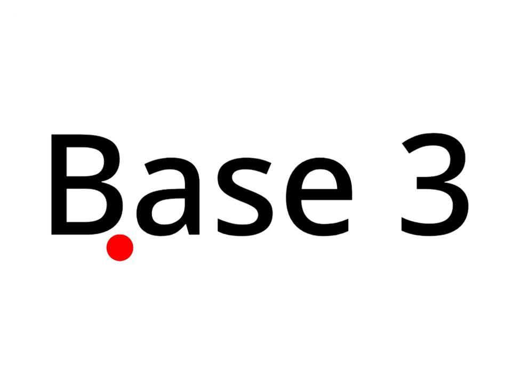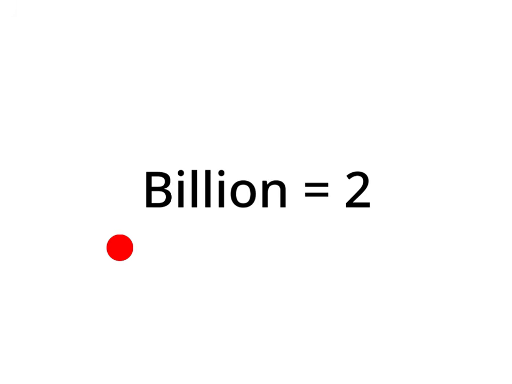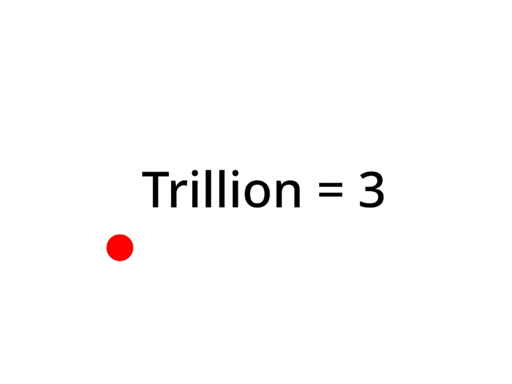Now we have base 3. So a billion is allowed in base 3 because a billion is 2. Trillion, however, is not allowed because 3 is not permitted in base 3, I mean, base 3 is 10. What am I saying? Anyways, so we skip straight to a decillion, and it all makes sense, just like binary.